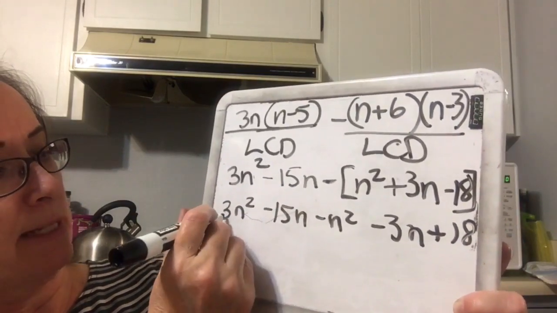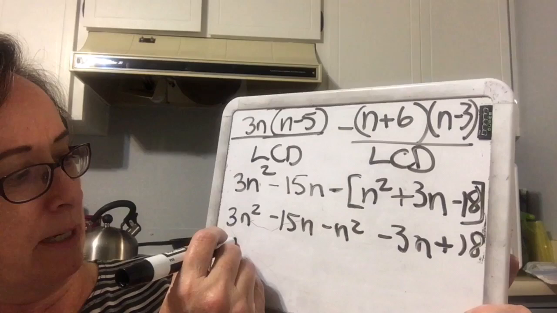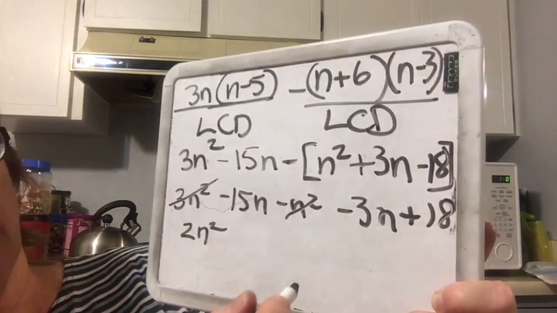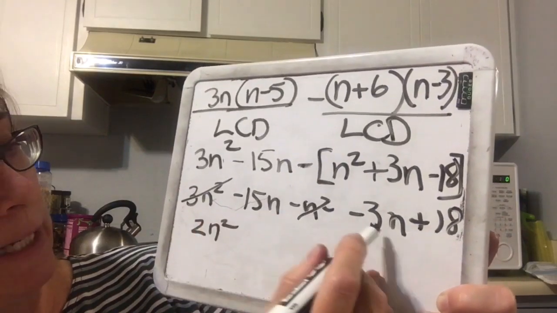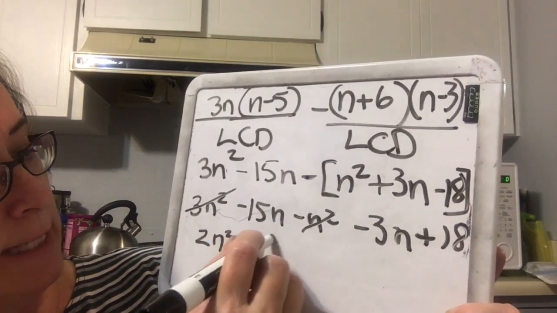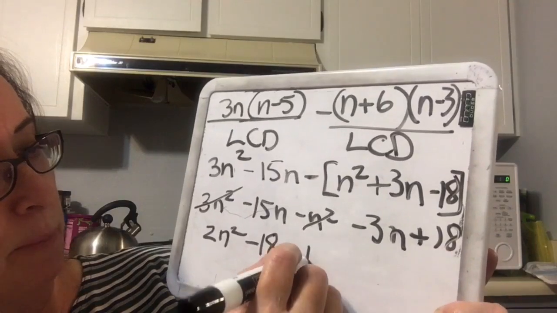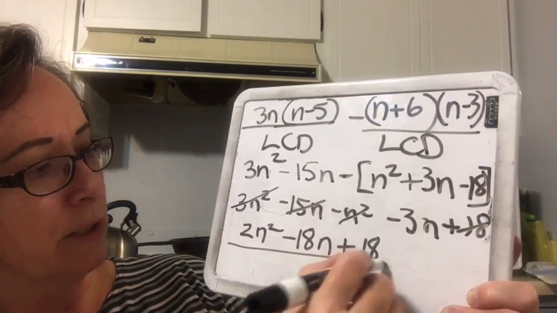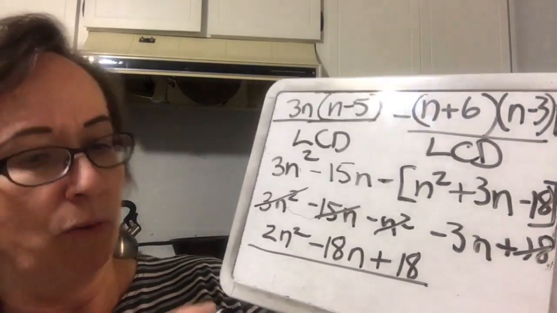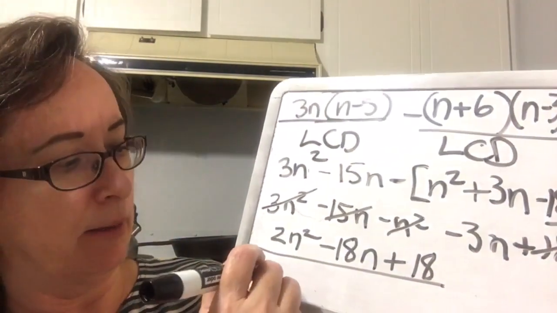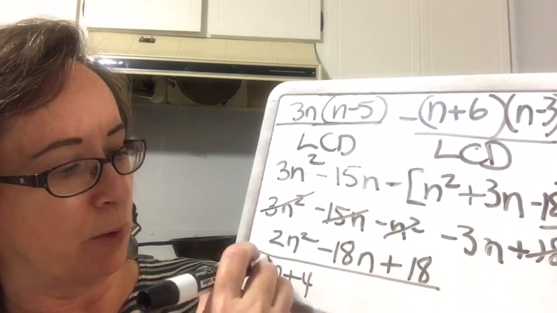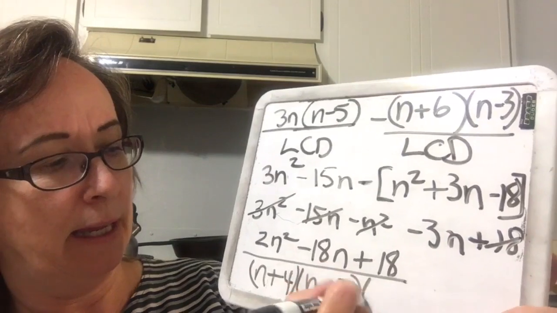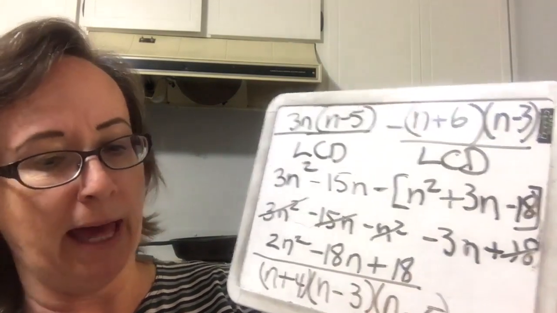And then I simplify. So 3n squared minus n squared is just 2n squared. So that goes out and that goes out. And then I've got a negative 15n, and a negative 3n is a negative 18n, and then a plus 18. So those go out. All over the LCD, which I'm going to bring back now, because I have it on the other board: n plus 4, n minus 3, n minus 5.